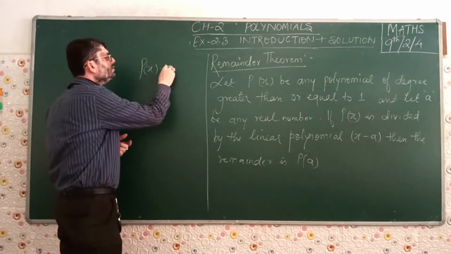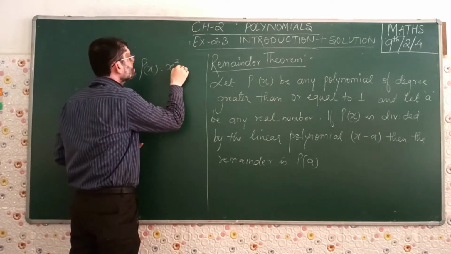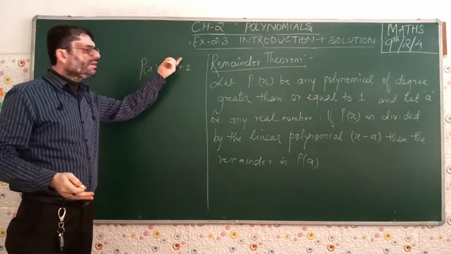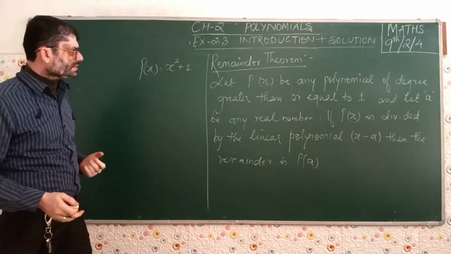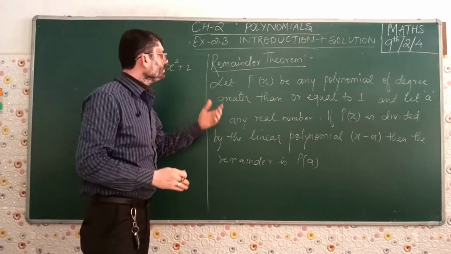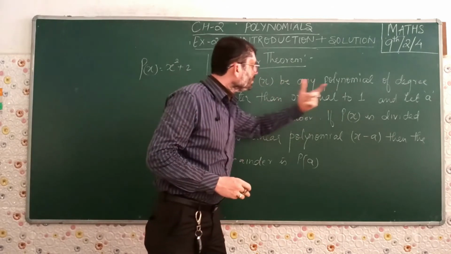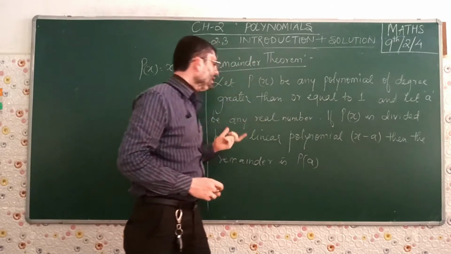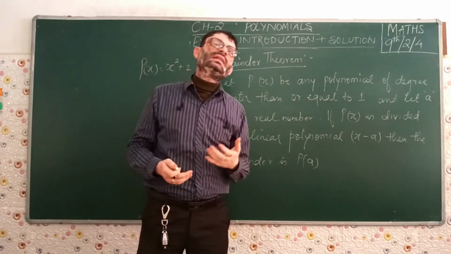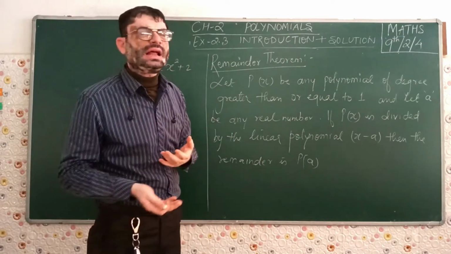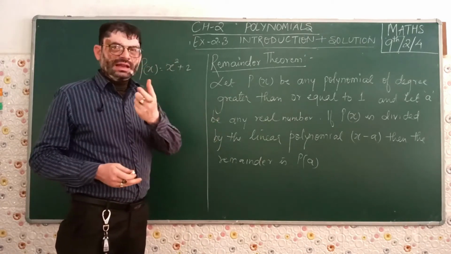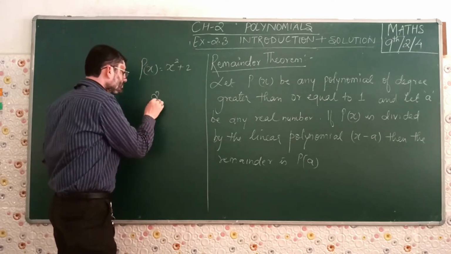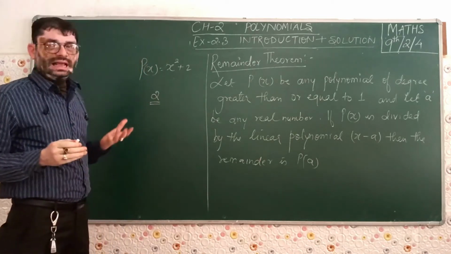So at least 1. We can take an example, x square plus 2. This is a polynomial with degree greater than 1. Suppose we are given this. Moving on again to the definition. Let p of x be any polynomial of degree greater than or equal to 1, and let a be any real number. It can be a rational number, it can be an irrational number. a is a value, a real number value. Say 2. Suppose this is a number, that is a.